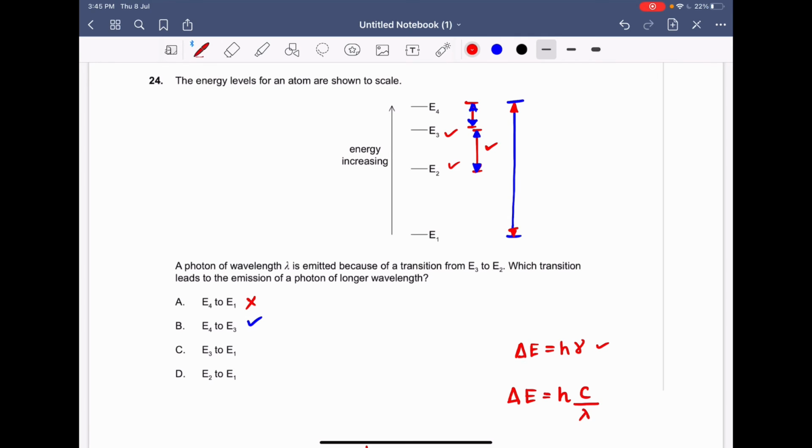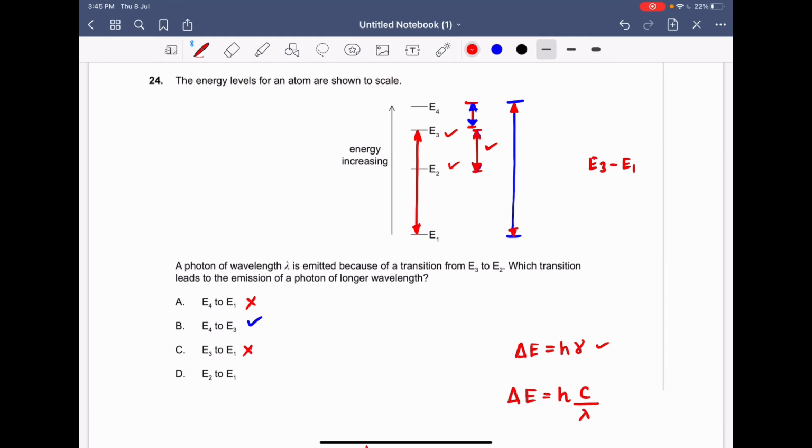Okay, so let us explore E3 to E1. See, this is E3 to E1. This also has a much larger energy difference compared to your E3 to E2, right? You can compare this. When you compare, E3 to E1 has a much larger energy difference than E3 to E2. So the transition from E3 to E1 will emit a photon of much smaller wavelength compared to E3 to E2. So this is incorrect.